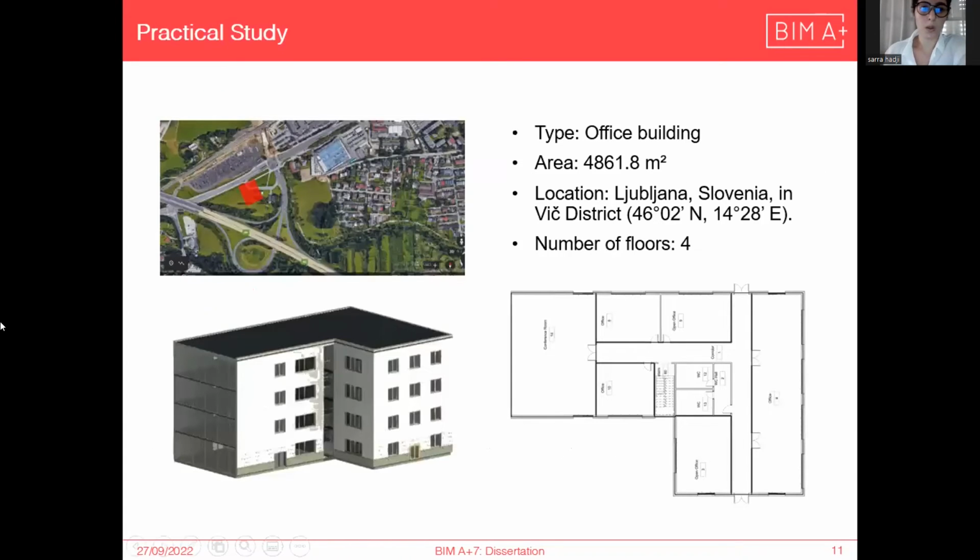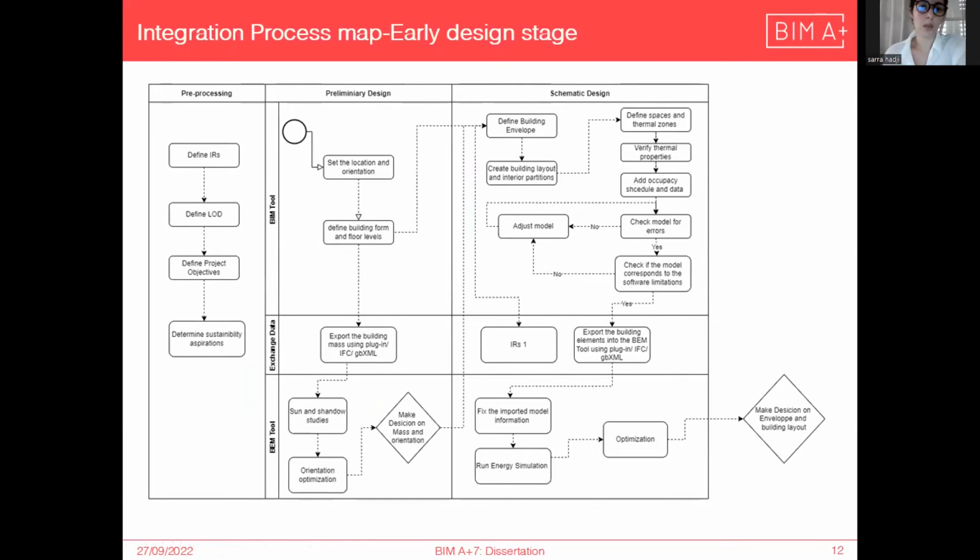So I started with an office building that is located in Ljubljana in Slovenia, and it has 4 floors and around 5,000 square meters of area. And then the next step was to identify or design a process map that I will follow in this assessment.